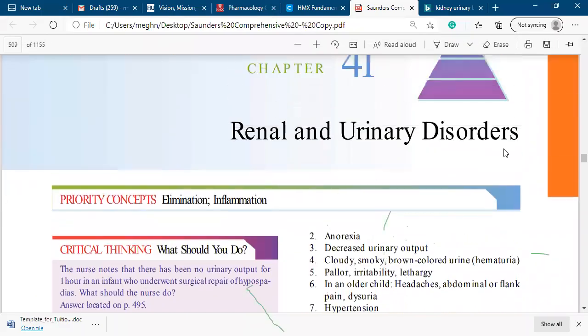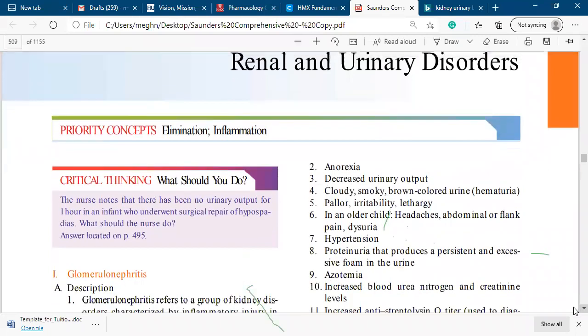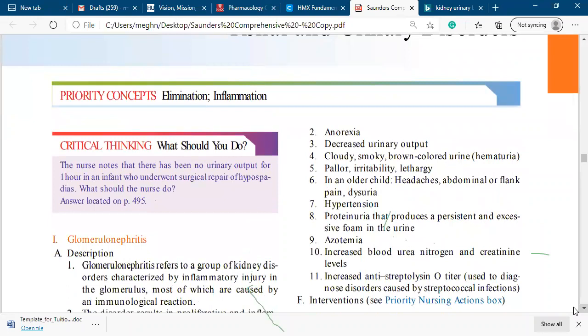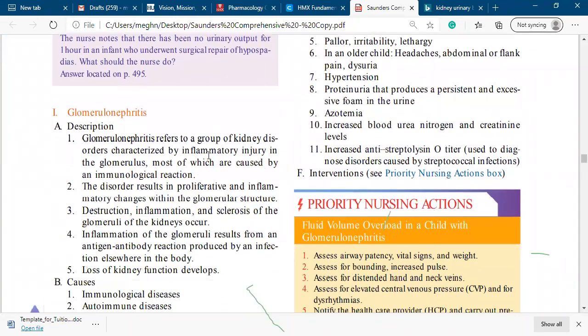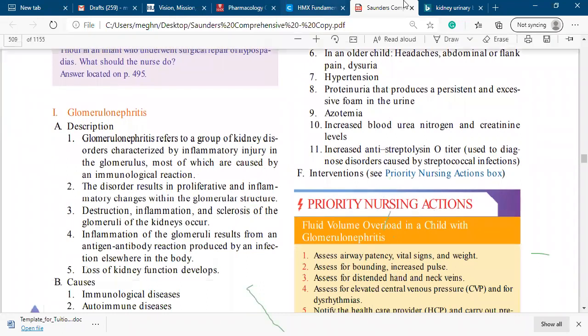This is the renal and urinary disorder. We are just going to figure out some key points for understanding, and also what the NCLEX board asks in the questions. First of all, glomerulonephritis. We said it is the inflammation of the kidney. Inflammation of the kidney, right?